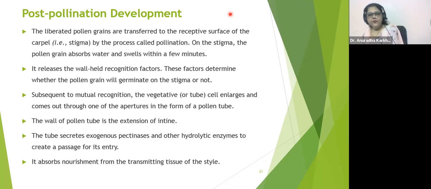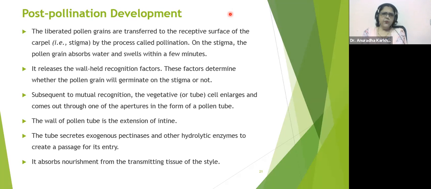How do they eliminate the different pollens? By recognizing if it's of the right type or not. So if it is of the right type, only then it is going to be allowed to drink that particular sugar solution. If it is not of the right type, the sugar solution will not be allowed to get absorbed by the pollen grain. Okay, fine. Well, so these factors determine whether the pollen grain will germinate on the stigma or not. Germinate means whether it will be allowed to take in the solution or not. Okay. Subsequent to mutual recognition.